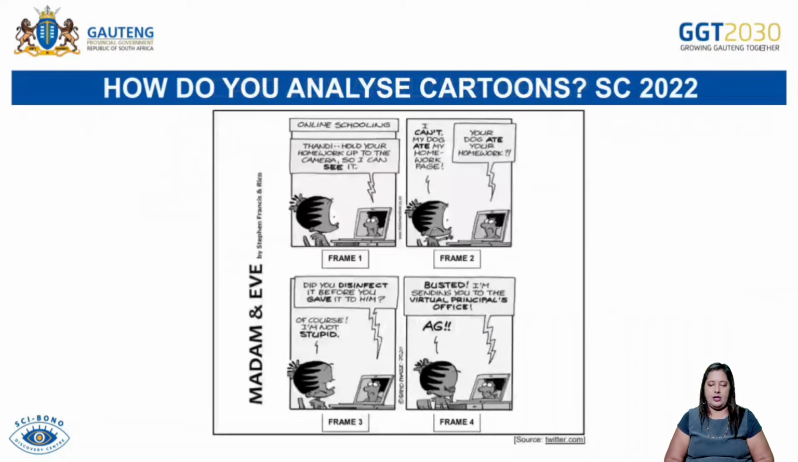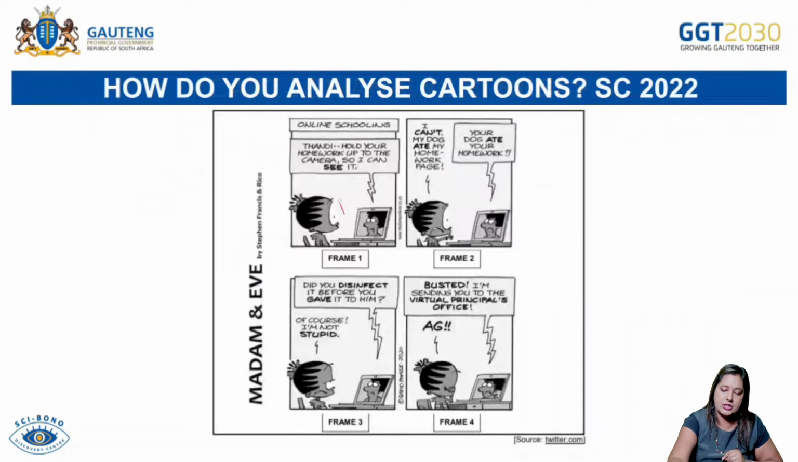So let's look at an example here of Tandi, who is part of the cartoon strip of Madam and Eve, with online schooling being the topic of conversation. Remember, within the speech bubbles are the direct words of the cartoon image. "All right, so Tandi, hold your homework up to the camera so I can see it." See is in a bold font, as compared to the other text. "I can't. My dog ate my homework page." All right, so 8 is again in bold font, and can't also in bold font, showcasing a particular viewpoint.